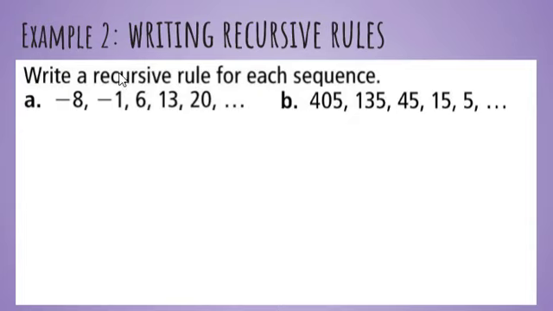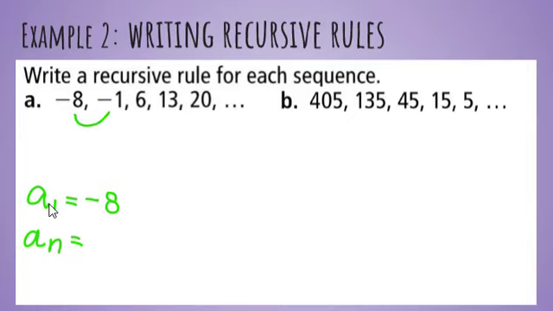Example 2 is writing recursive rules. So it says write a recursive rule for each sequence. So when you're writing a recursive rule, you have to state your a sub 1, and then you state your a sub n, how you're getting the next term. So in this sequence, our a sub 1 is -8. So that's how we start our recursive rule.